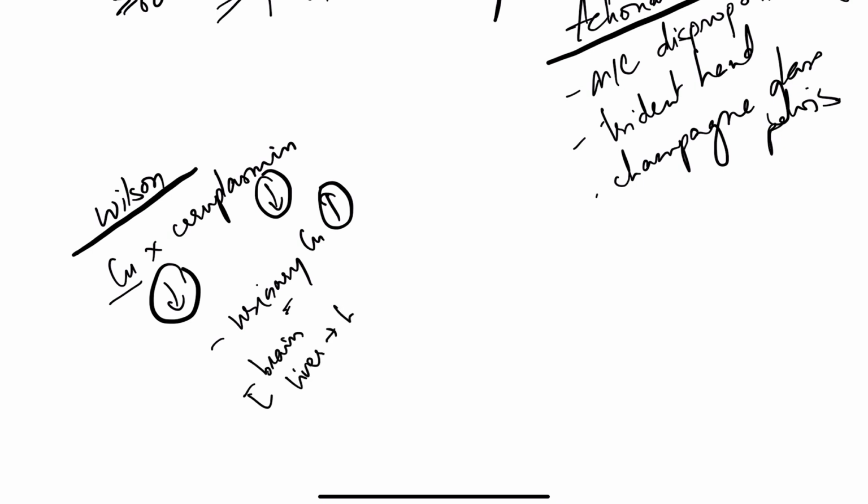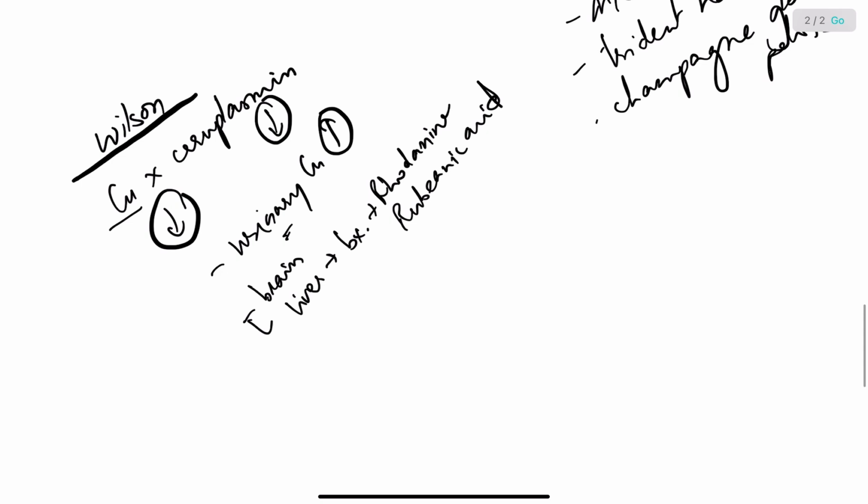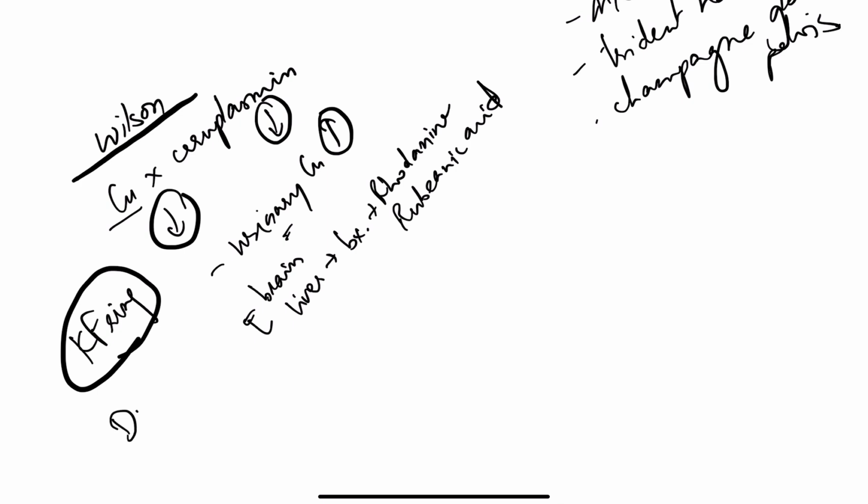So the gold standard is going to be a biopsy of the liver, where we are going to stain it with rhodanine and rubeanic acid, which are the stains for copper, and we are going to see excessive copper deposition within the liver, within the brain. So we are going to have neurological signs and symptoms like wing beating tremors, right? Another classical finding is going to be the Kayser-Fleischer ring around the iris, around the cornea, around the cornea. This is because of copper deposition in the Descemet's membrane.